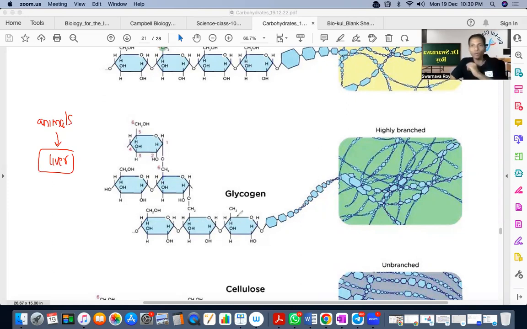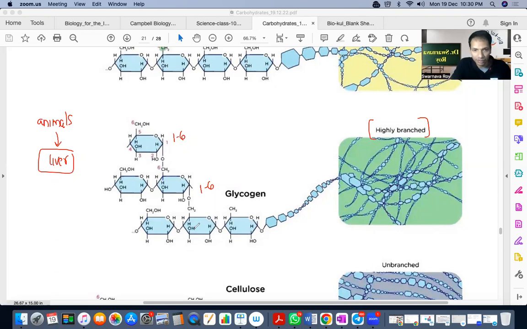Look at glycogen, how branched it is. Again, we have a 1,4 linkage, right? And then there is a 1,6 linkage. Again, there is a 1,6 linkage. So it is more branched compared to starch, right? It is highly branched, glycogen.